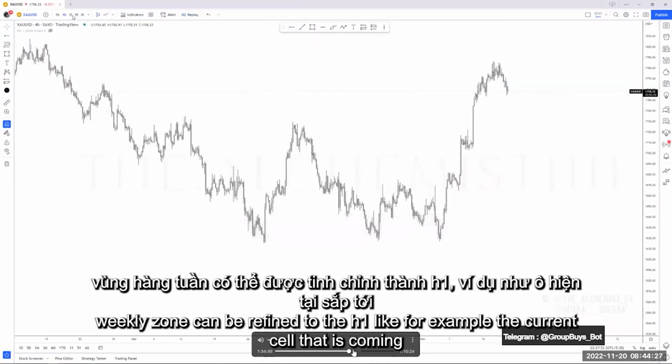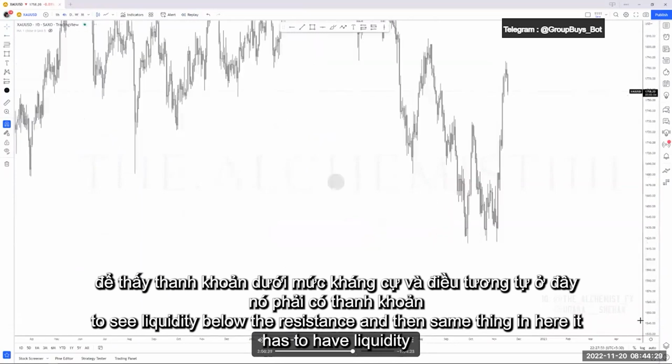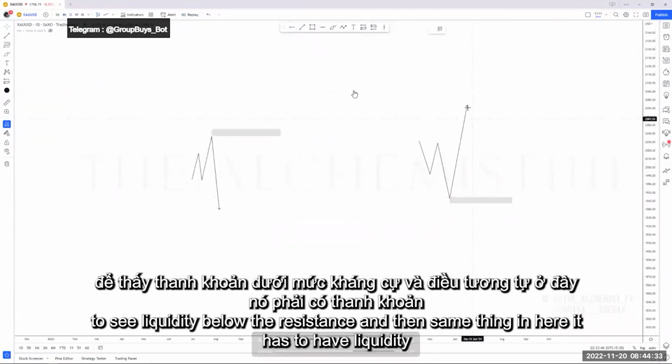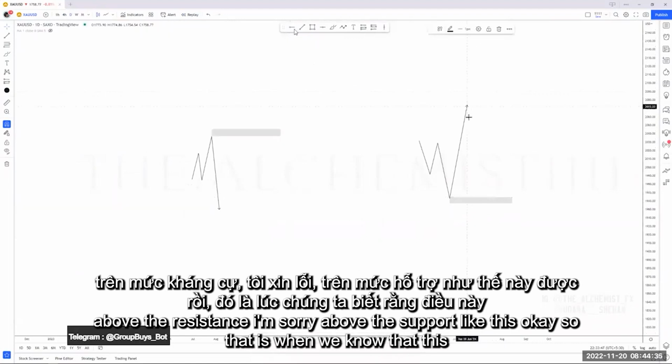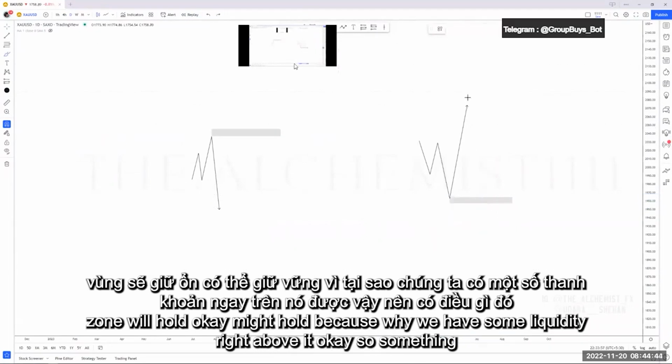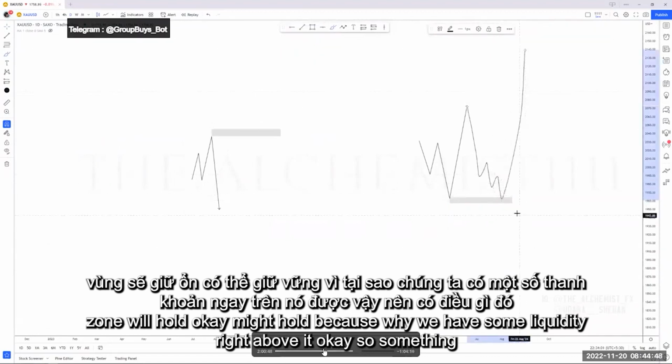For example, the current sell that is coming, you see liquidity below the resistance, and then same thing in here. It has to have liquidity above the support, like this. That is when we know that this zone will hold. Might hold, because we have some liquidity right above it.